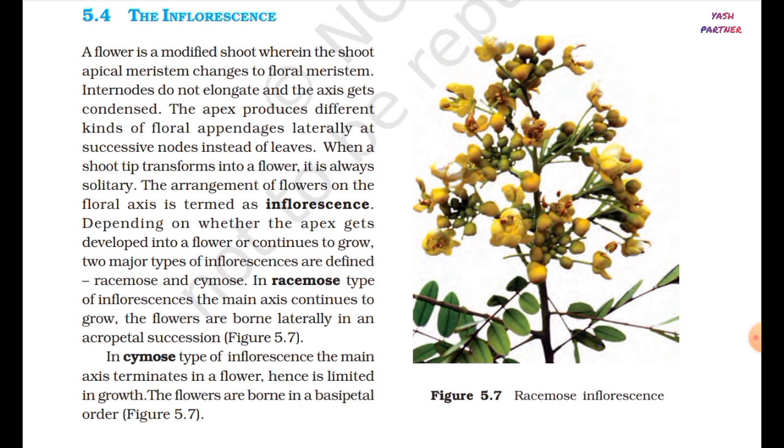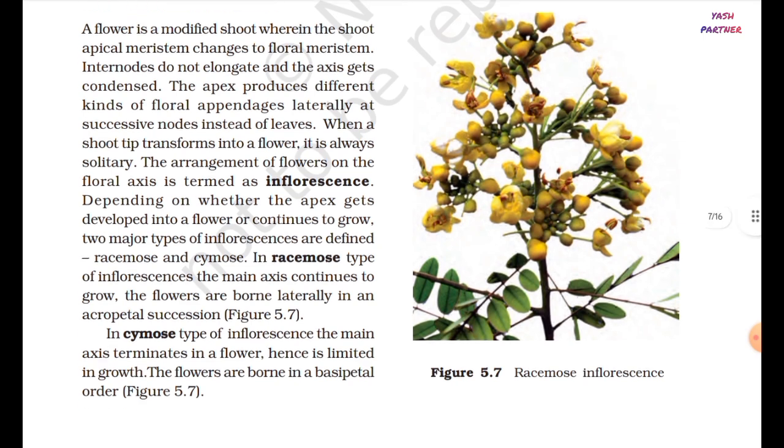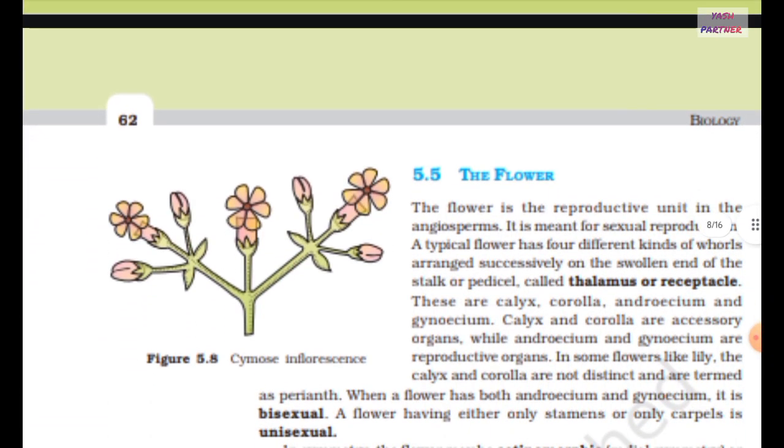Depending on whether the apex gets developed into a flower or continues to grow, two major types of inflorescences are defined: racemose and cymose. In racemose type of inflorescences, the main axis continues to grow. The flowers are borne laterally in an acropetal succession, figure 5.7. In cymose type of inflorescence, the main axis terminates in a flower, hence is limited in growth. The flowers are borne in a basipetal order, figure 5.7.